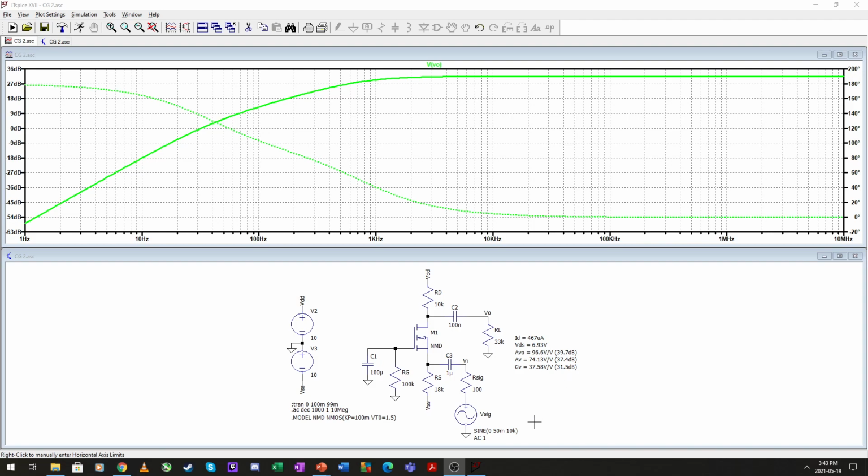Which is very close to what we originally wanted or found in the analysis. So that is our common gate amplifier. Let's move on to the common drain amplifiers.